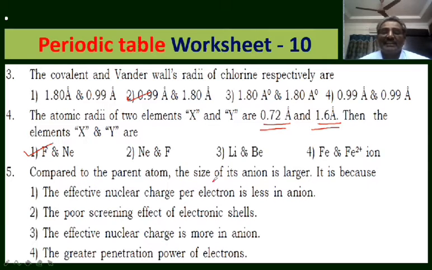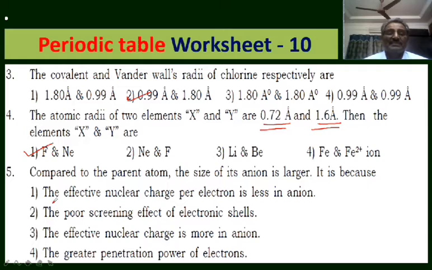The size of the anion is greater than its parent atom. We already discussed this. When an atom gains an electron, its effective nuclear charge decreases. If effective nuclear charge decreases, the electron cloud spreads through a larger volume. Because of that, the size increases.